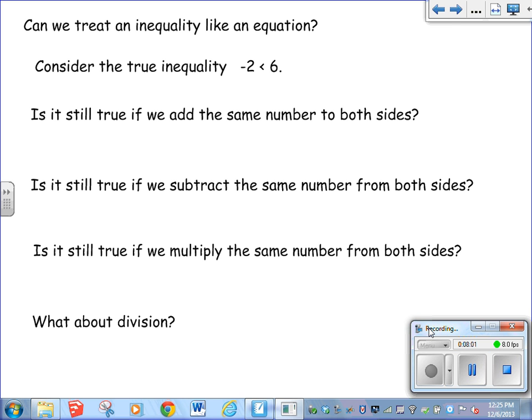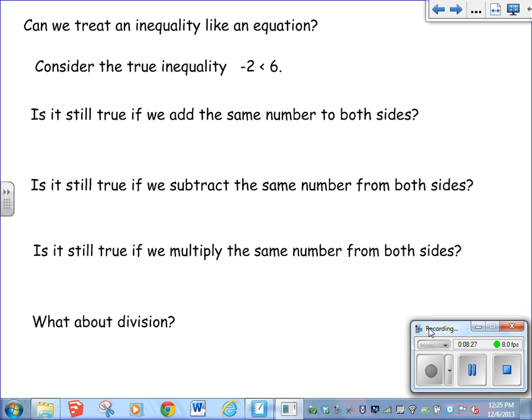Well, let's start by considering something we know to be true. Do you all agree that -2 is less than 6? Yes. Yeah, absolutely. All right, so that's an inequality. We know it's true. Let's see if we can add an equal quantity to both sides and it still be true. Because that's basically what we do when we solve equations, right? We add the same thing to both sides and keep simplifying it, right?